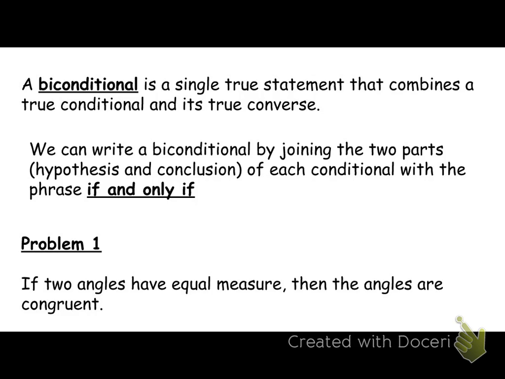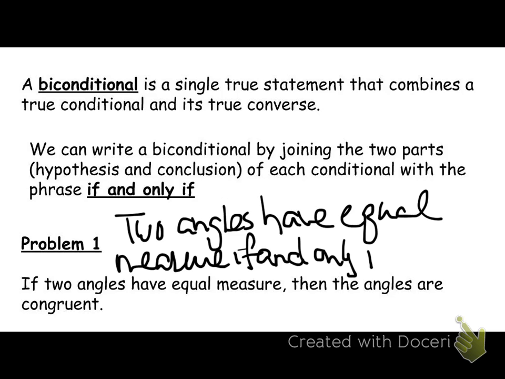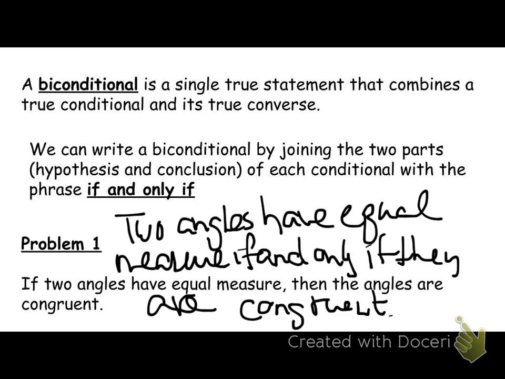Questions so far? Ms. Hickey? Two angles have equal measure if and only if they are congruent. That'll be our final answer. Doesn't he have a pass for coming back later?